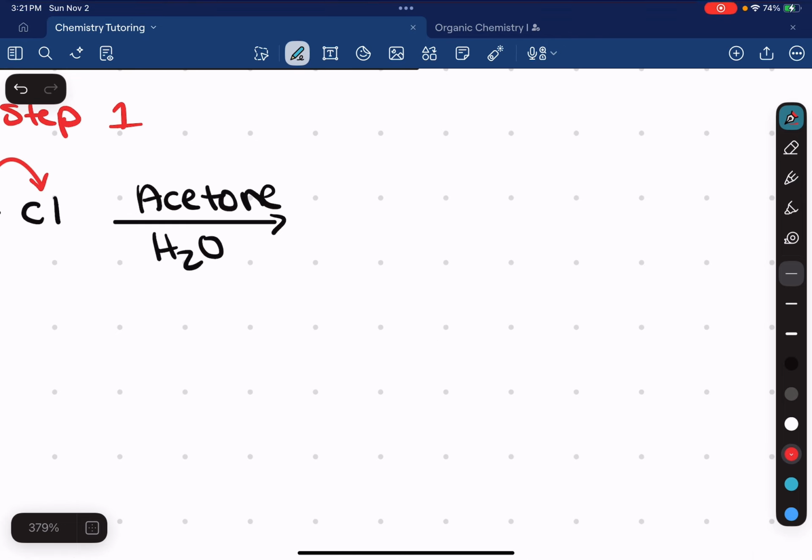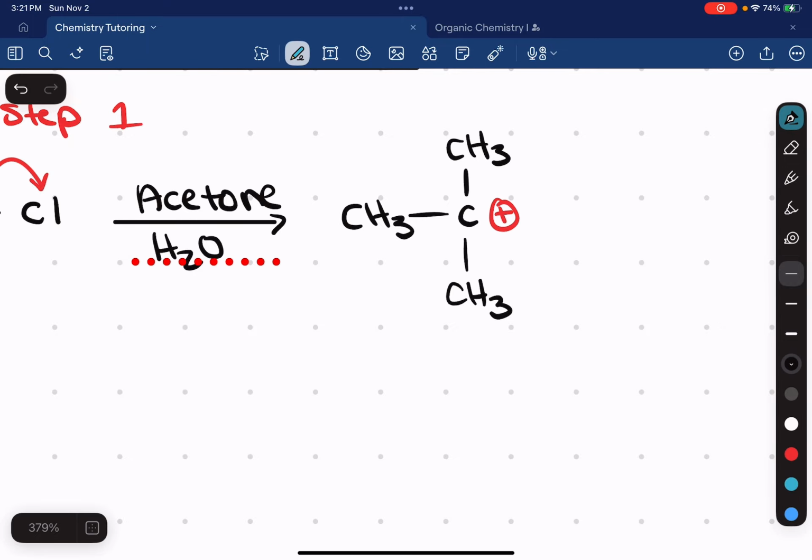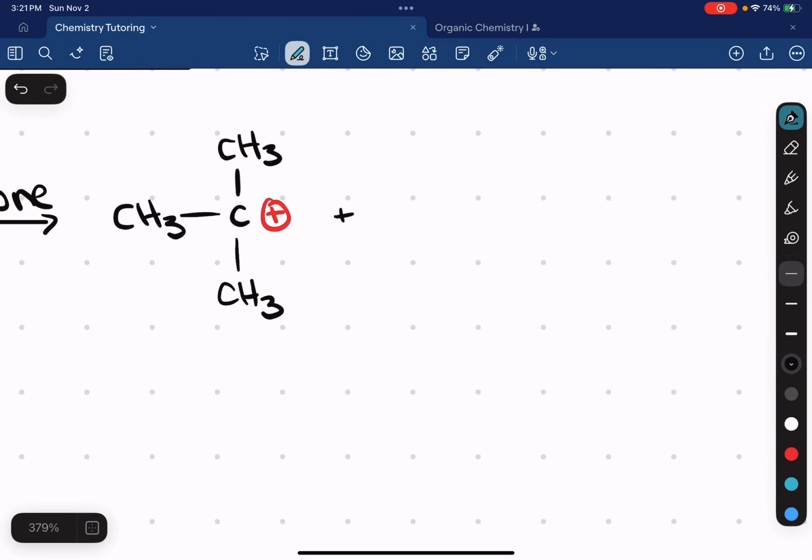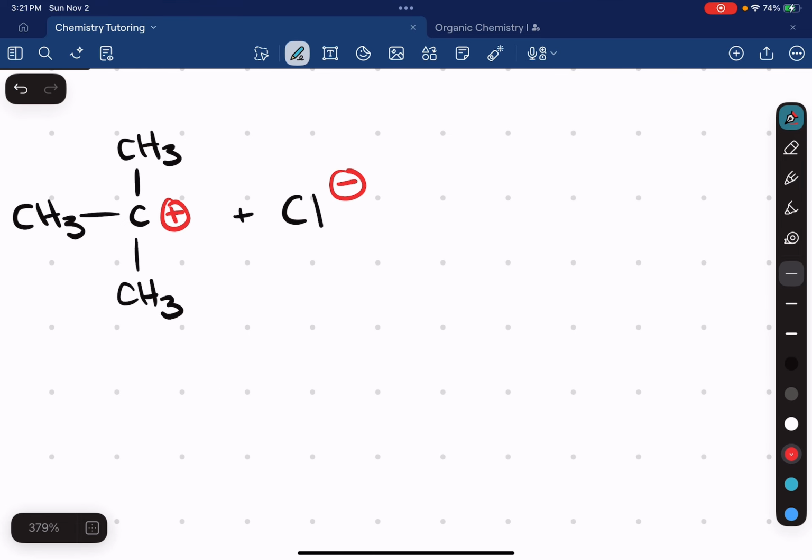Chlorine leaves. So now you've got a carbon connected to a CH3, another CH3, connected to a CH3, and it's got a positive charge. And then you've got chlorine, which is still in the reaction mixture. It just left the compound. And you've got chlorine, which has a negative charge now.